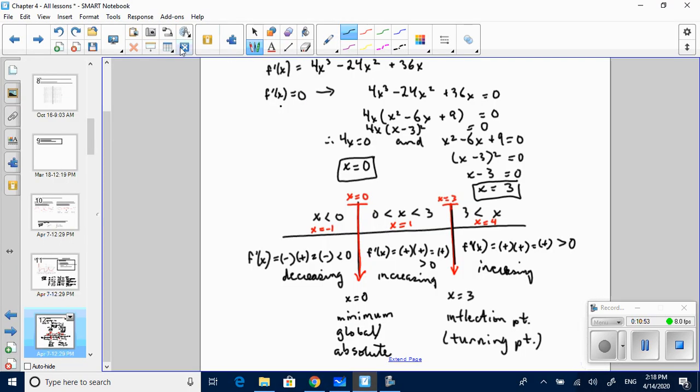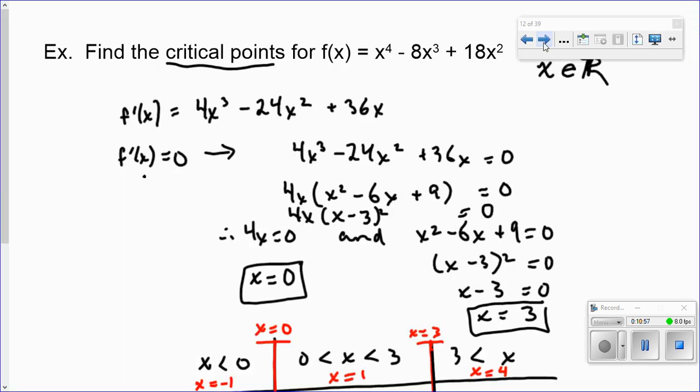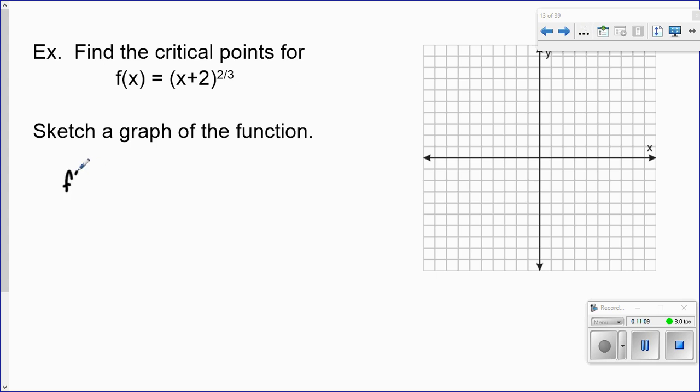That's the situation we've got on our sign chart here. Okay, let's take a look at the next one. A little bit more of a challenging function here. I want to find the critical points. We know the critical point is going to be when the derivative equals 0. So let's take this derivative: 2/3 times (x plus 2) to the negative 1/3, and then times 1. I don't need that times 1.